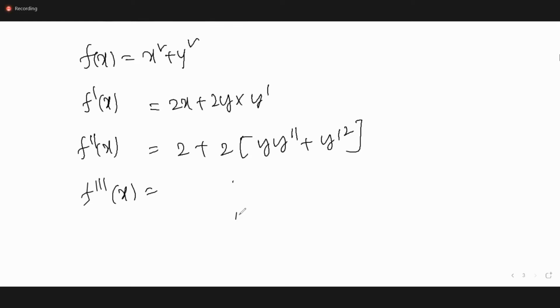And what is the demerit? Suppose the function f of x comma y is a difficult function. Difficult function means, for example, log of 1 plus y by x square plus y square.